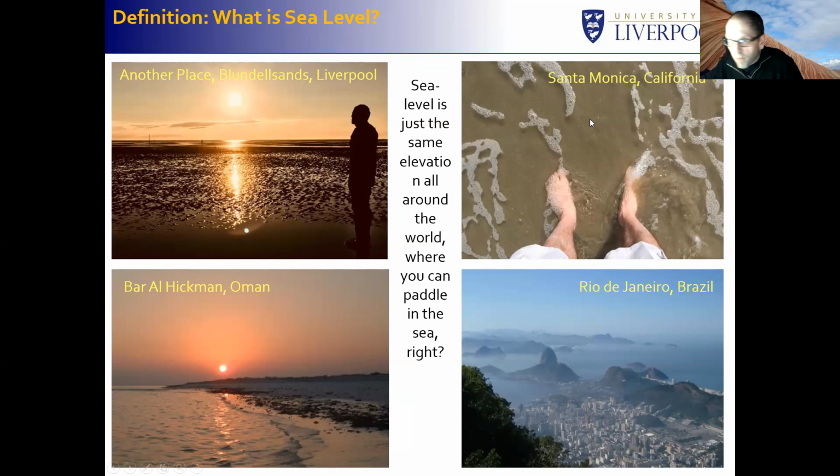Santa Monica, California is one of my favorite places, a lovely place to paddle. Bar Al Hikma, Oman, I used to take colleagues there from Shell on field classes, and Rio de Janeiro is an interesting place. You can see sea level here, but there's also a very interesting tectonic history there of uplift and erosion, but we'll come back to that. So basically, sea level is a place where you can go and paddle. That would be the simple definition.